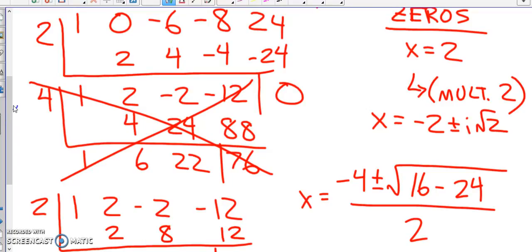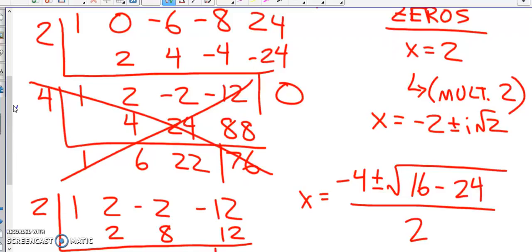Now let me ask you this. How many zeros did we actually end up with? 3. But if you account for the multiplicity, it's actually 4. Because this one counts twice. So the one that has multiplicity 2 counts twice, and then you've got 2 more. So that's 4.